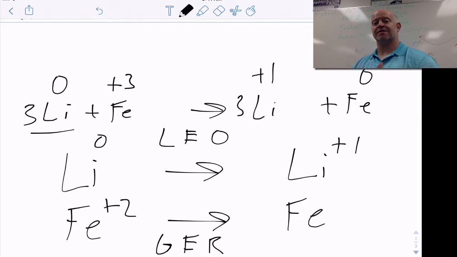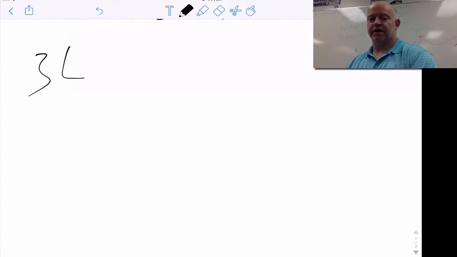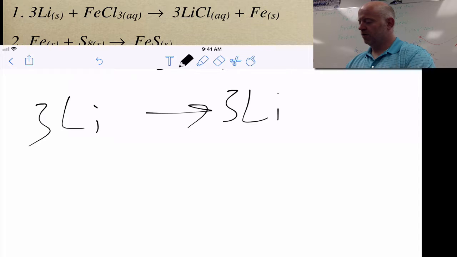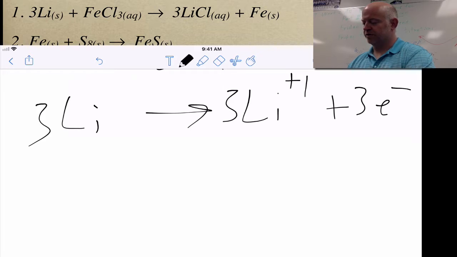Now, to take this to the next level, how would we write up the half reactions? When we do that, we want to include everything. Let's start with lithium first. We had 3 lithiums, and it is losing electrons. It is going to become 3 lithium ions with a +1 charge, which means 3 electrons are lost in this process because there were 3 lithiums. So the half reaction is lithium turning into lithium ions plus 3 electrons given up.